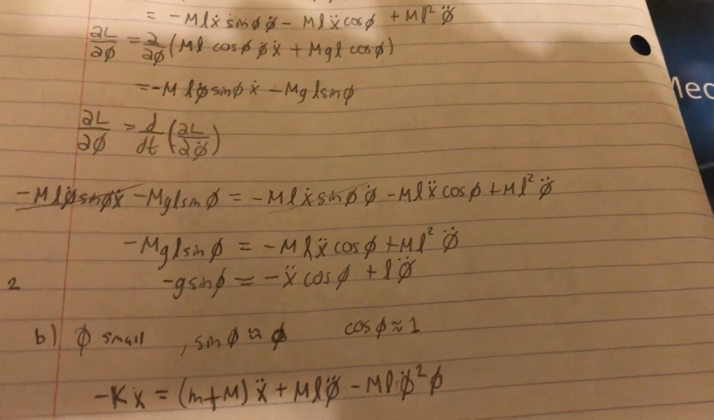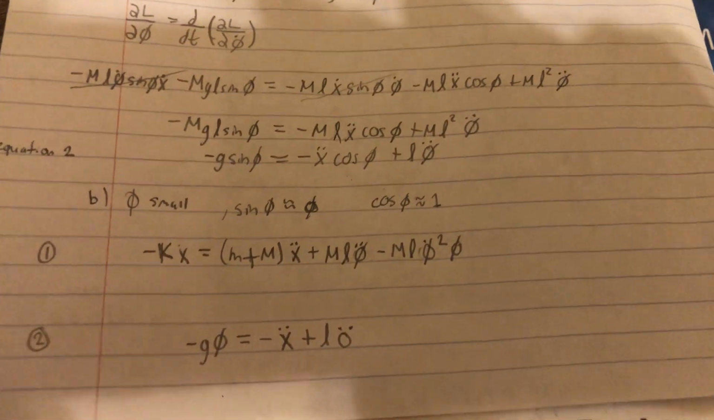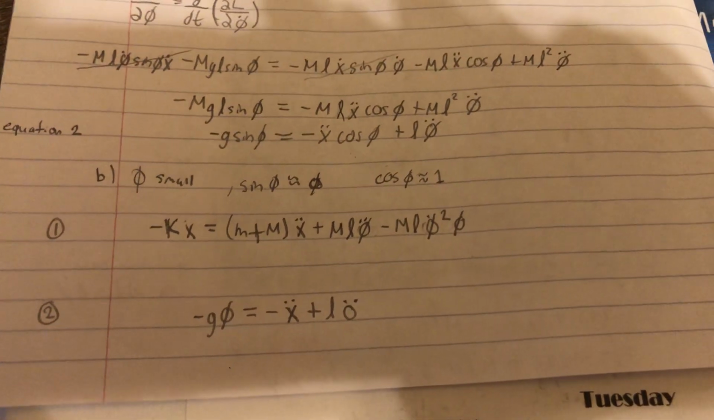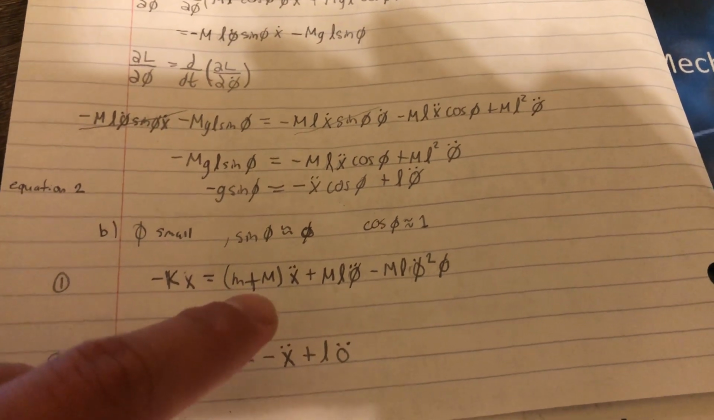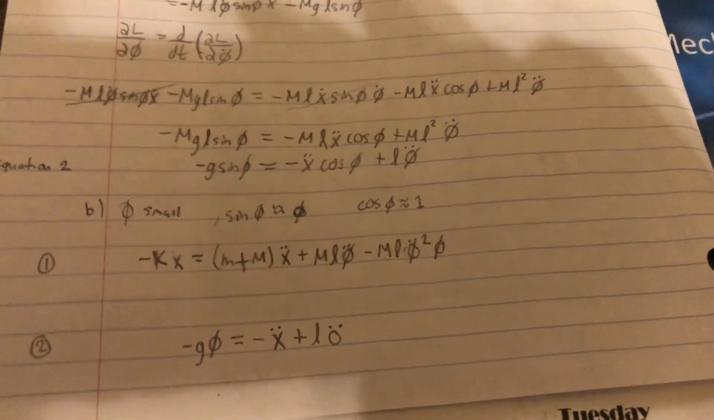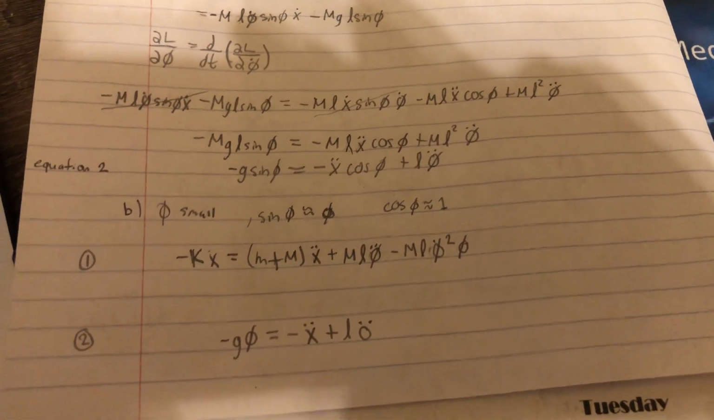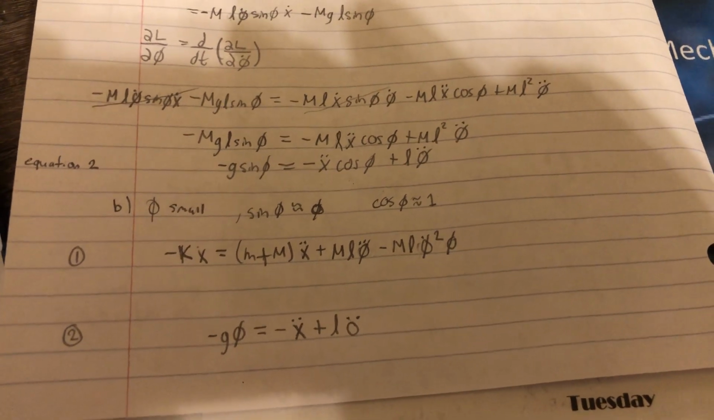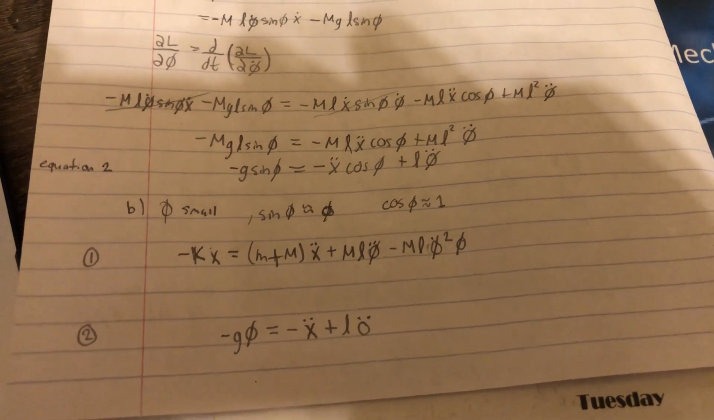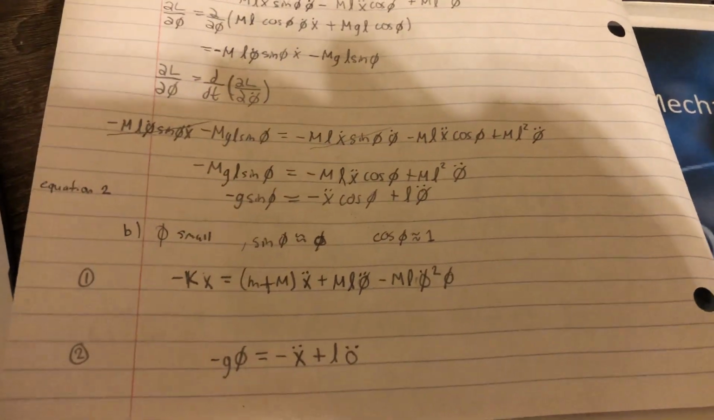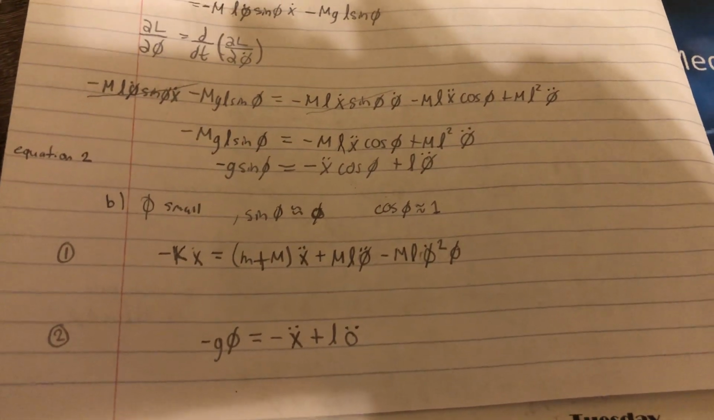And it turns out the m's and most of the L's cancel out. So then I need to take into account that phi is very small and x is very small. So for equation 1, I get negative kx equals m plus m x double dot plus ml phi double dot minus ml phi dot squared phi. And then for the second equation, I get negative g phi minus x double dot plus L phi double dot. That's supposed to be a phi. And the equations simplify a lot more after you take into account that phi and x are pretty small.